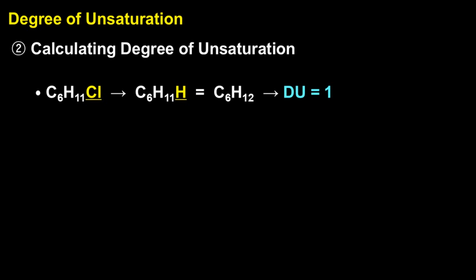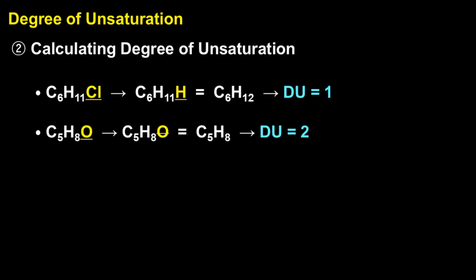So we imagine replacing the Cl with a hydrogen, giving us C6H12. Then we plug it into the formula, 2 times 6 plus 2 minus 12, divided by 2, gives us 1. So the degree of unsaturation is 1. Next, look at C5H8O. Oxygen is one of the atoms we ignore, so we just calculate the DU based on C5H8. Using the formula, we get 2 times 5 plus 2 minus 8, divided by 2, which gives us 2. So the DU is 2.